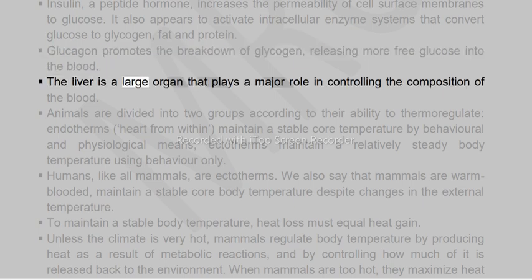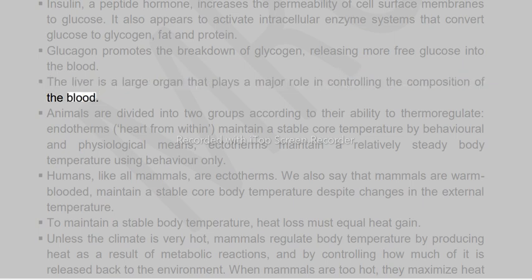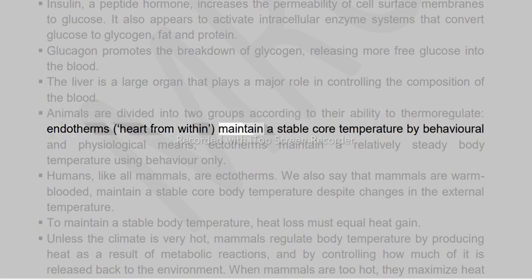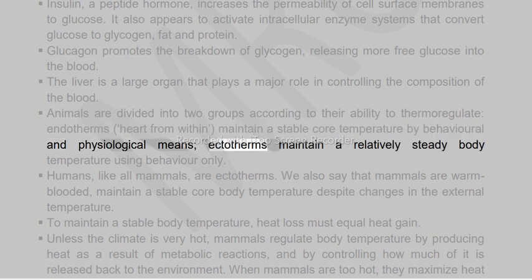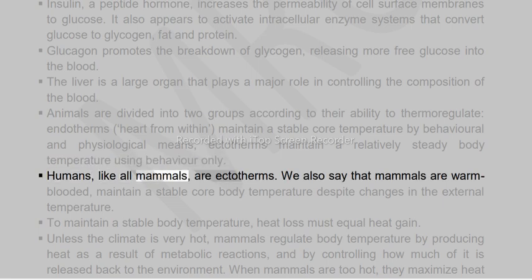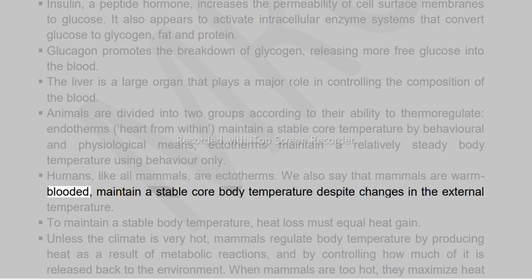The liver is a large organ that plays a major role in controlling the composition of the blood. Animals are divided into two groups according to their ability to thermoregulate. Endotherms, heat from within, maintain a stable core temperature by behavioral and physiological means. Ectotherms maintain a relatively steady body temperature using behavior only. Humans, like all mammals, are endotherms. We also say that mammals are warm-blooded, maintaining a stable core body temperature despite changes in the external temperature.